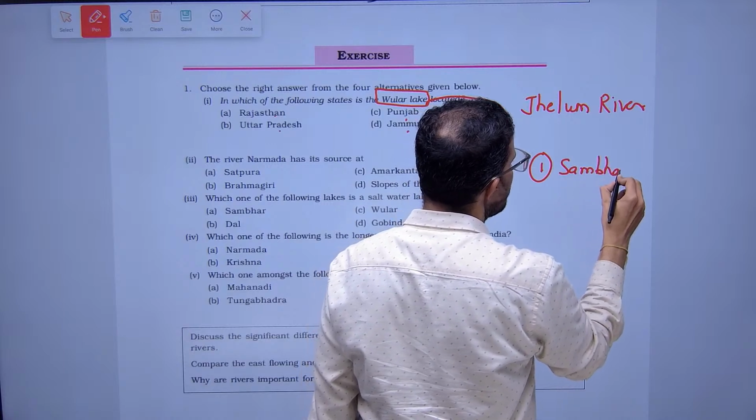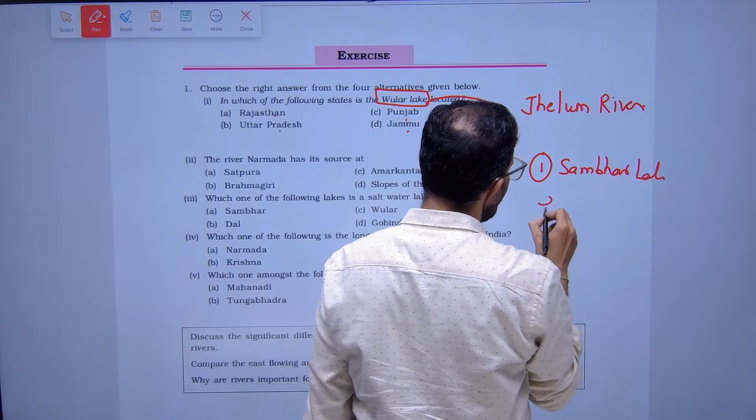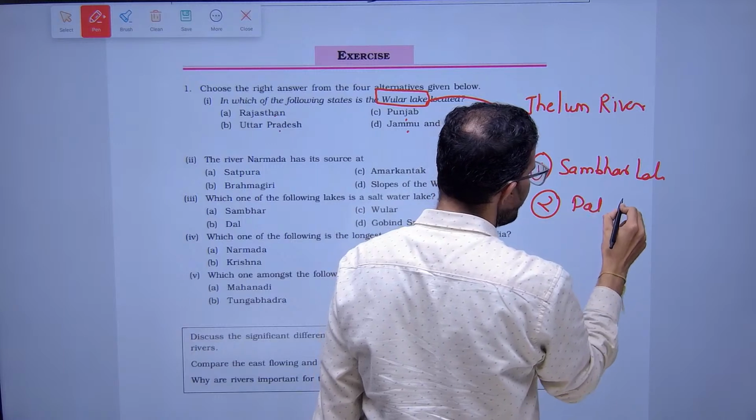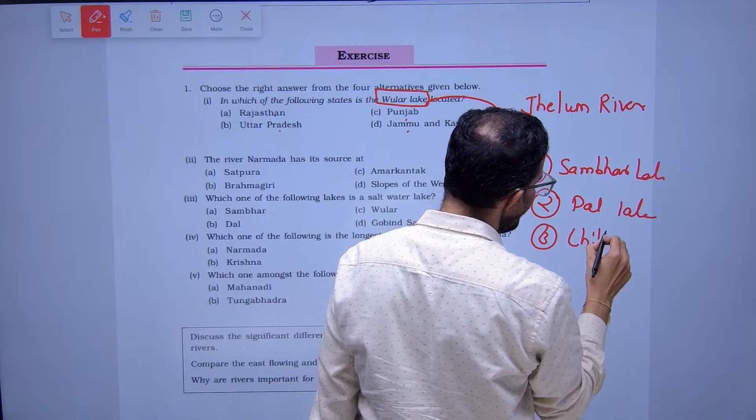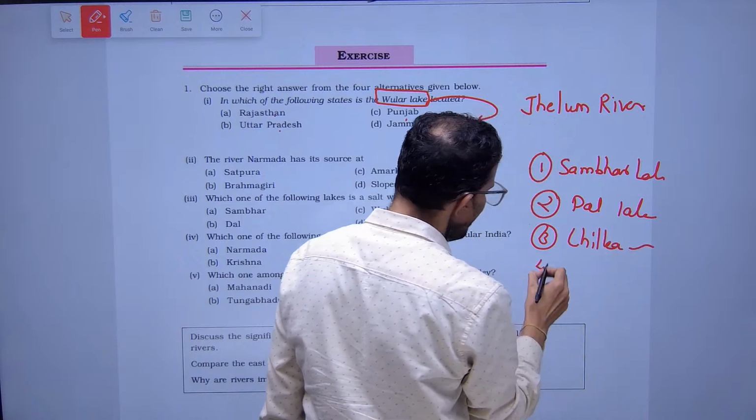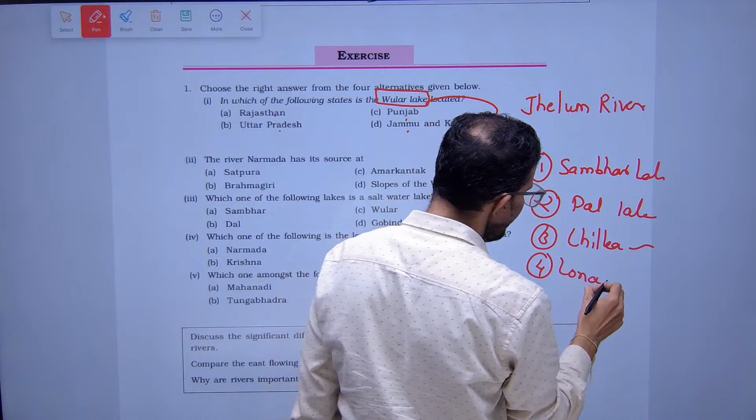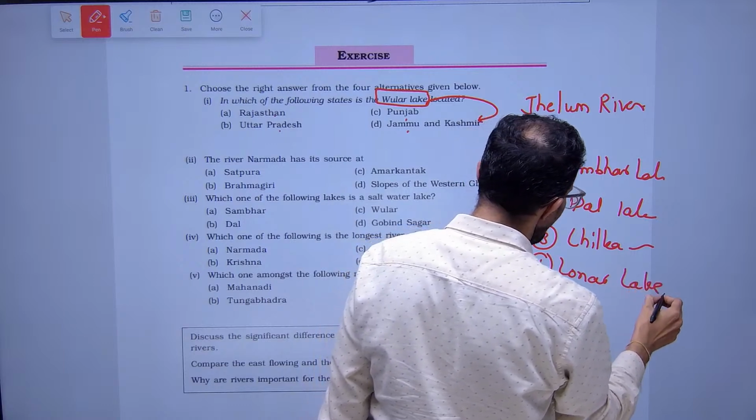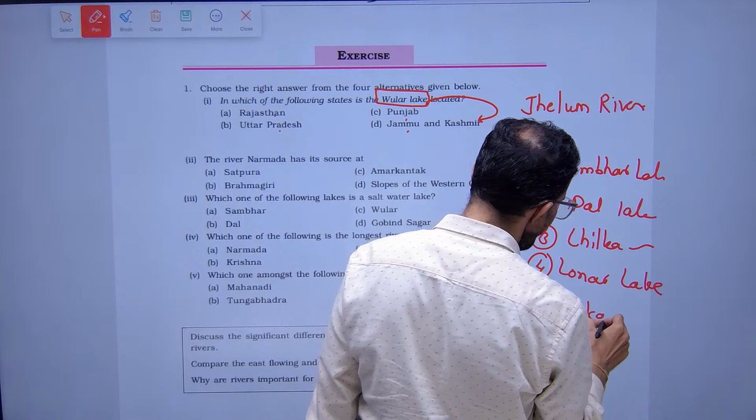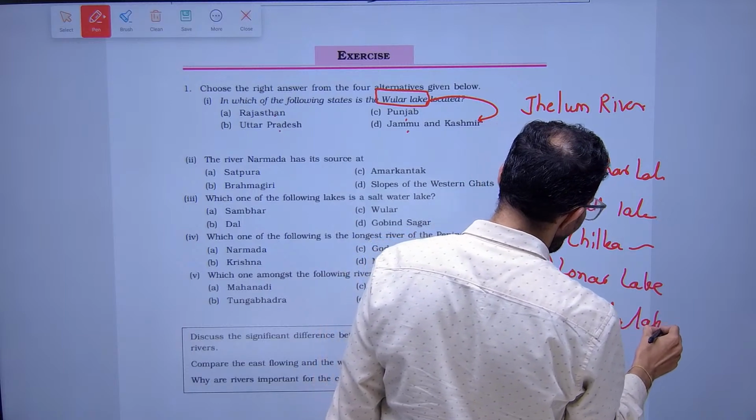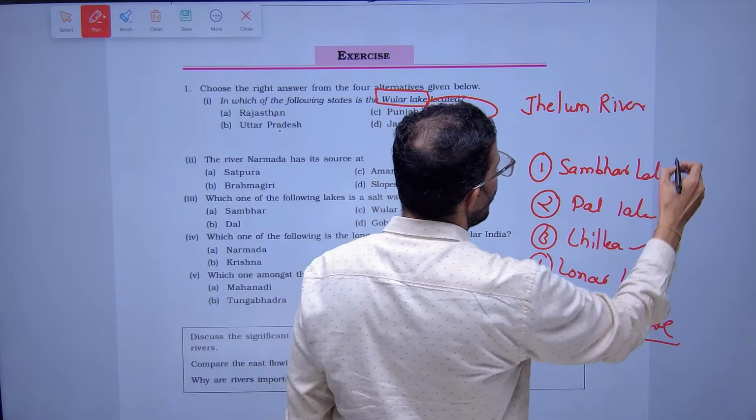Now homework for you: talk about the Sambar Lake. Where is it located? Then Dal Lake, then Chilka Lake, then Lonar Lake, then Ranka Lake, then Pulikat Lake.